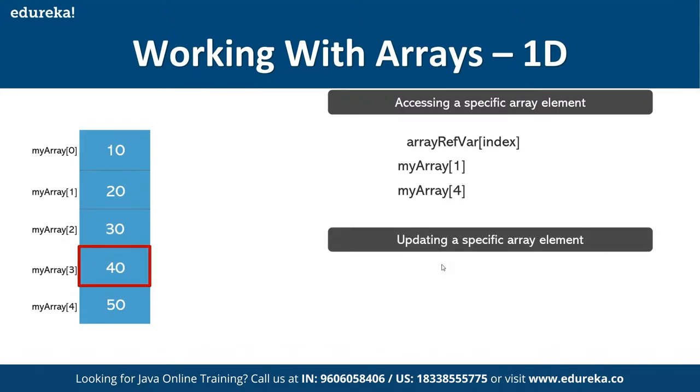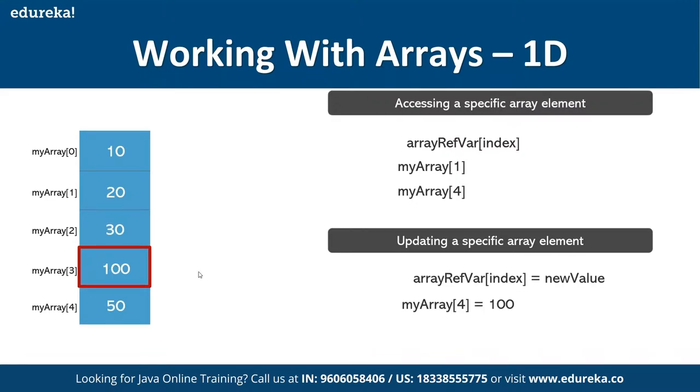And when I want to update any value, I can also do the same. I'll say array reference, index, new value. So when I say my array 400, this will be replaced with 100. So it should be actually 3, not... I think this should make sense now. So my array is equal to 100, so it will be replaced with the value 100. So this is how we work with a single dimensional array.